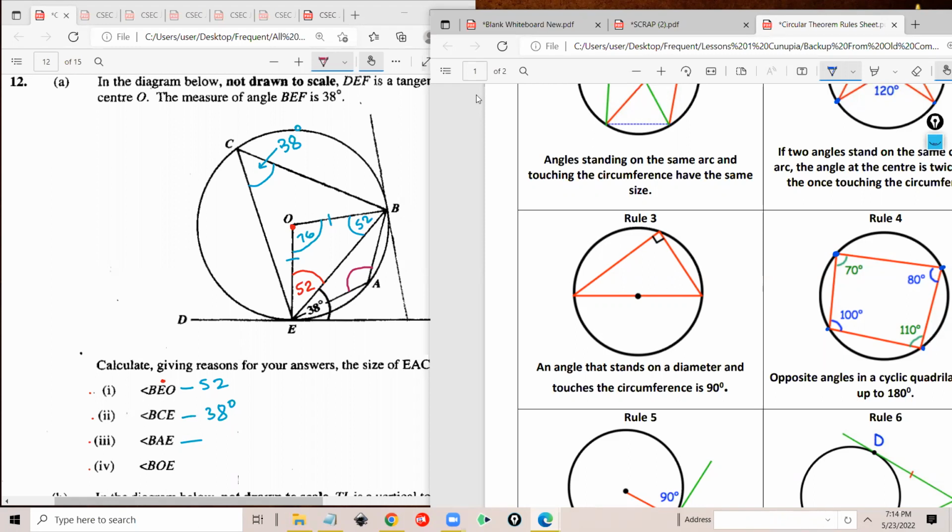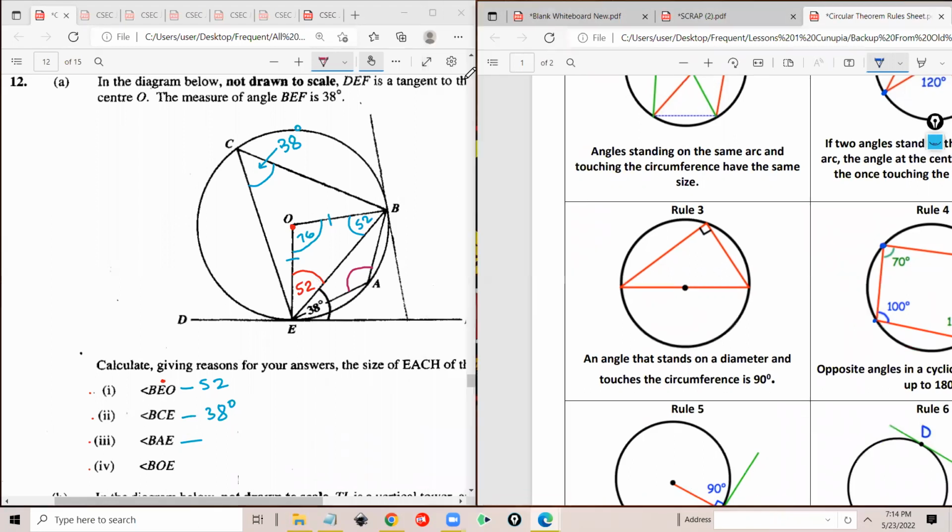Quick question: there are 2 things that look like a cyclic quadrilateral in here. Is EOBA a cyclic quadrilateral? Look at it. EOBA. The answer is no. E is touching the circumference, A is touching the circumference, B is touching the circumference, but O is not.